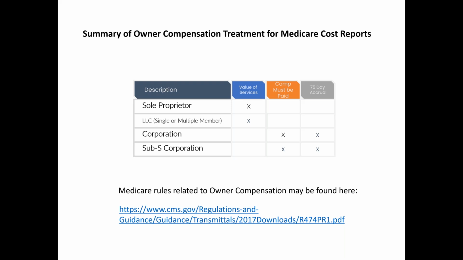If you're a corporation or an S corporation, the compensation must be paid. It can be liquidated within 75 days of year end, so you have a 75-day accrual for them.